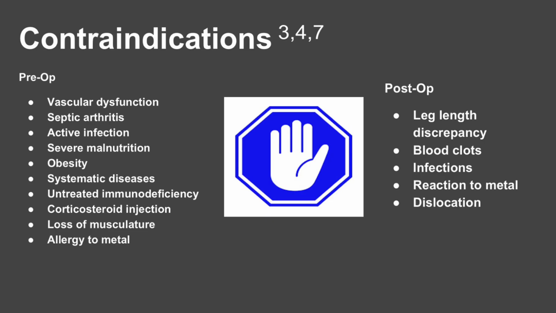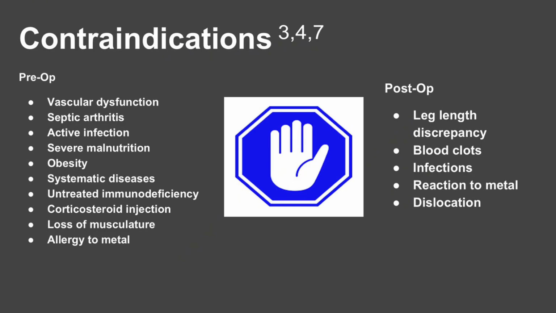Alright. Contraindications for pre-op: we have vascular dysfunctions such as DVT, septic arthritis, active infections, severe malnourishment, obesity, systemic diseases, untreated immune deficiency, and corticosteroid injections. When I read up on that, you can't have one within a 12-week period. So before you have any type of surgery like THA, make sure you haven't had any steroid injections in the last 12 weeks prior to the surgery. Also loss of musculature and allergy to metal.